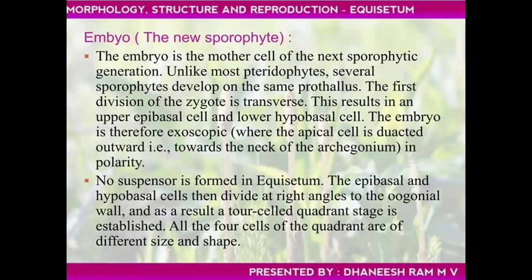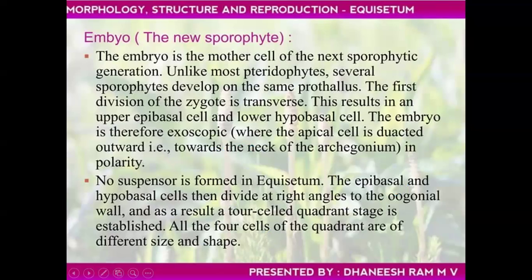The zygote first undergoes a transverse division, resulting in an upper epibasal cell and a lower hypobasal cell. The embryo is therefore exoscopic, where the apical cell is directed outward towards the neck of the archegonium in polarity. Here the embryo has no suspensor.